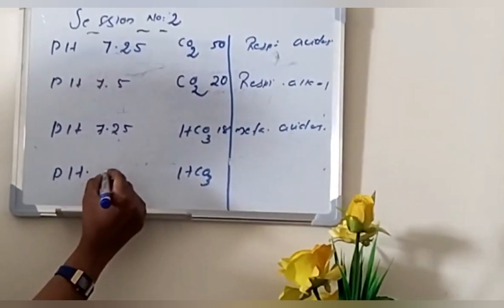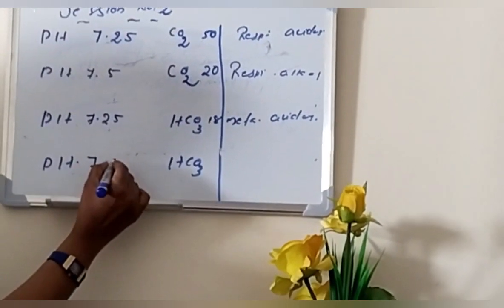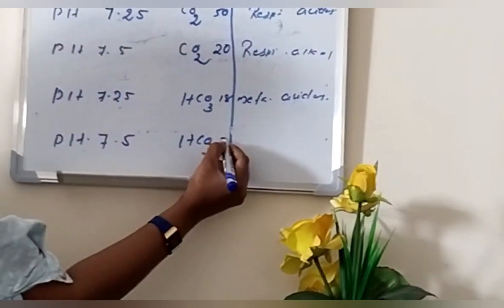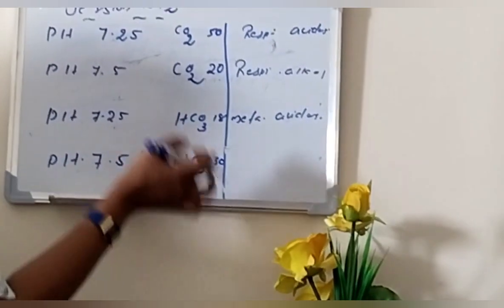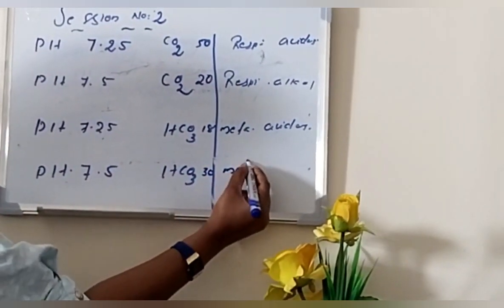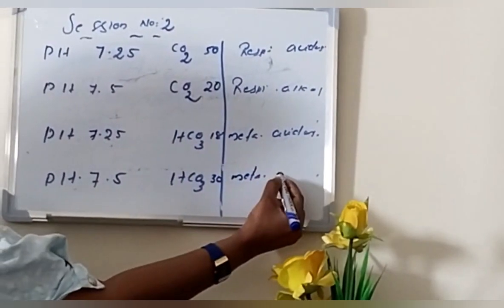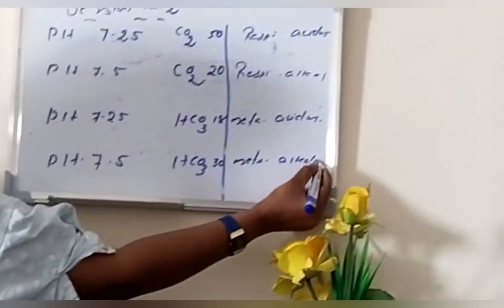Again, in the morning ABG, pH shows 7.5, bicarb is 30. See, pH is going high. What will happen to bicarb? It will go high. The condition is metabolic, the medium is alkalosis. So it is metabolic alkalosis.